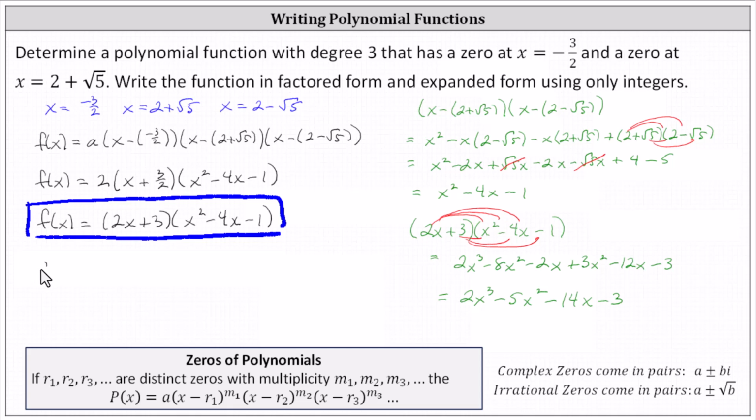The same polynomial function in expanded form is 2x cubed minus 5x squared minus 14x minus 3.